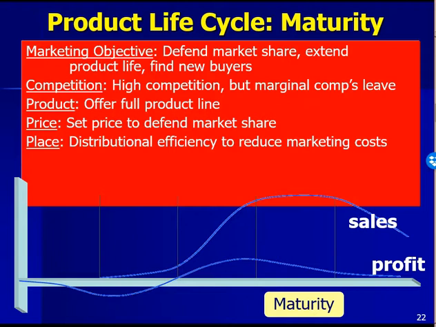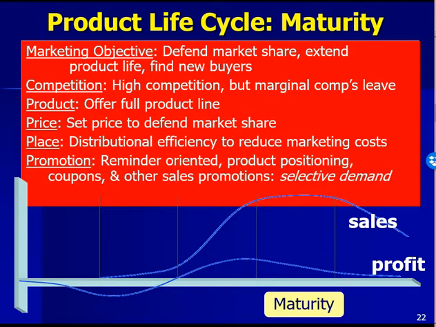have distributional efficiency, because now you really want to be focused in the maturity stage of selling to your best customers and your best products. And finally, promotion is reminder oriented, product positioning, so it could be competitive marketing where you're showing why your product is better than another brand, offering sales incentives to capture those last people in the product adoption curve or the diffusion of innovation, and again, building selective demand for your particular brand.